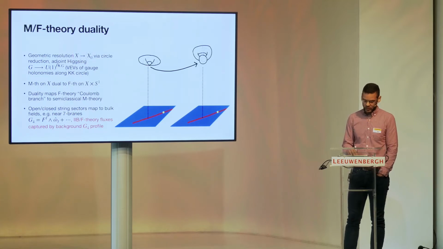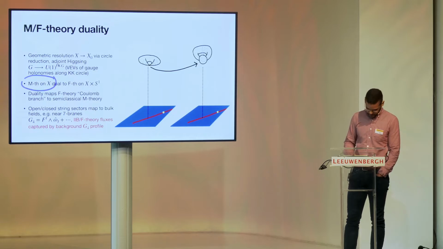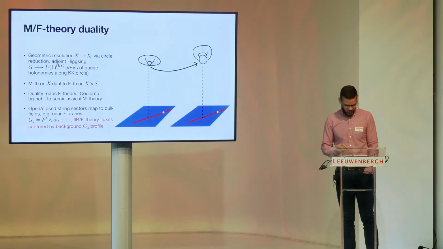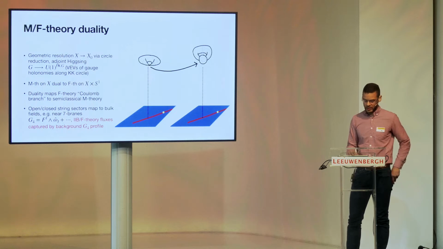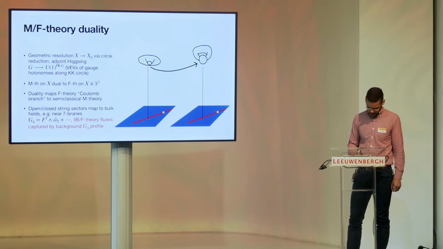So this is F theory really on X times S1, and this is dually described by M theory compactified on X. So the broad features we'll need here are that the duality, roughly speaking, maps the F theory Coulomb branch to semi-classical M theory. So there are one-loop quantum corrections that are mapped to the semi-classics of M theory. And in particular, the open/closed string sectors map to bulk fields.